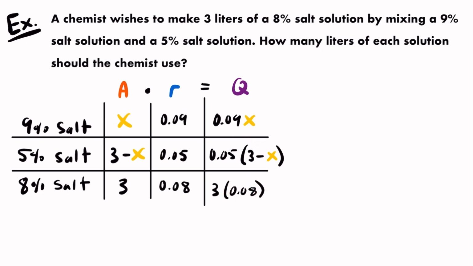And by the way, that does not carry over to the percent concentration, right? 0.09 plus 0.05 does not equal 0.08, so you can't add these two to get this one.